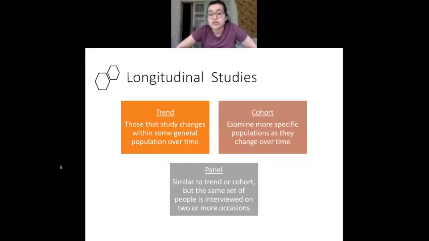And then there are longitudinal studies like we talked about. So trend studies look at changes within some general population over time. If I compiled all the UCR data and saw crime over time, that would be a trend study. Cohort is that you examine more specific populations as they change over time.